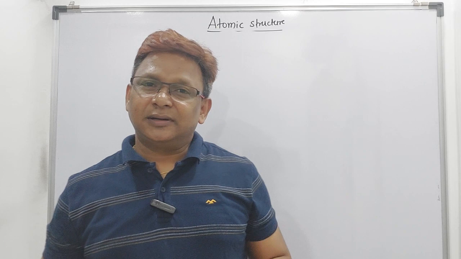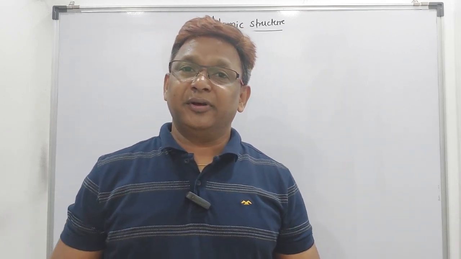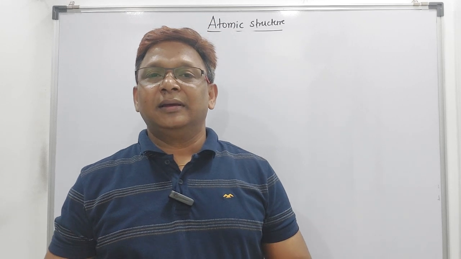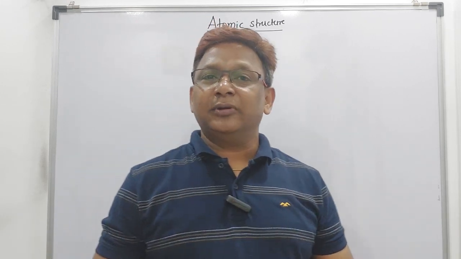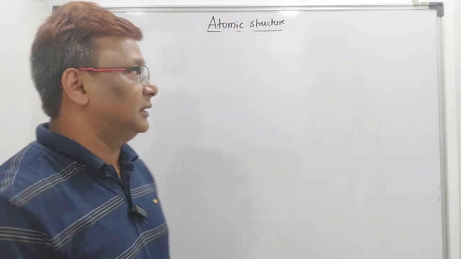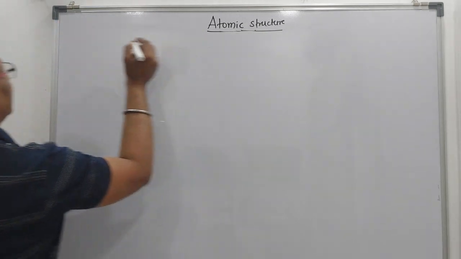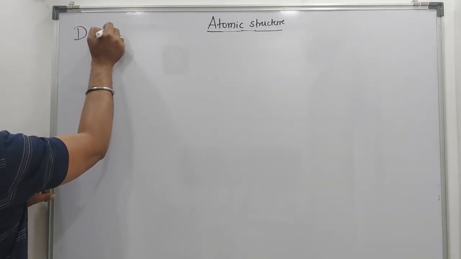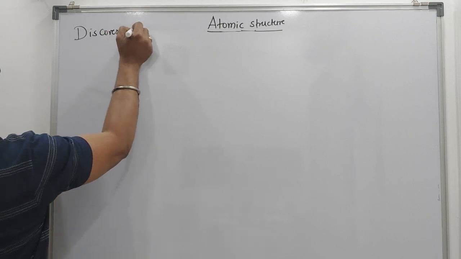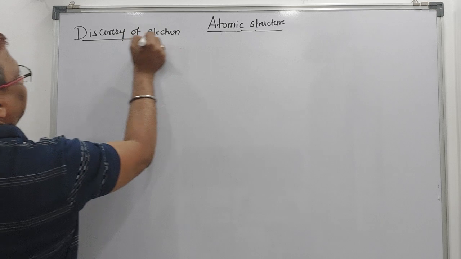But in this atomic structure, till now we have seen initially what is Dalton's atomic theory, where we have seen some limitations of Dalton's, and based on that we have entered the fundamental particles, and now we are going to see the discoveries of these fundamental particles. So the first topic which I am going to discuss now is the discovery of electron. This is the discovery of a fundamental particle, that is, the discovery of electron.